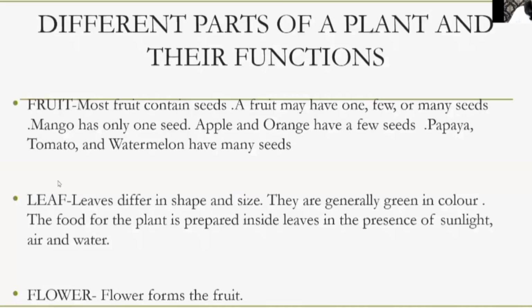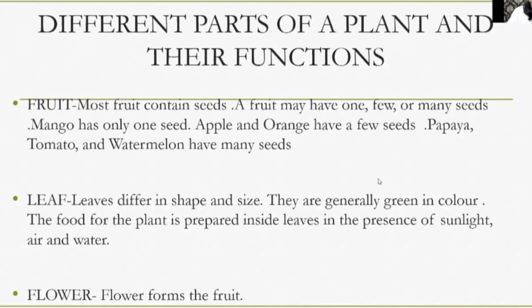Okay, moving on, different parts of the plant and their function. So we are going to know what the parts of the plant are and what they do to help the plant. Okay, first one is fruit. Most fruit contain seeds. A fruit may have one, few or many seeds. Mango has one seed. Apple and orange have few seeds. Papaya, tomato, and watermelon have many seeds.